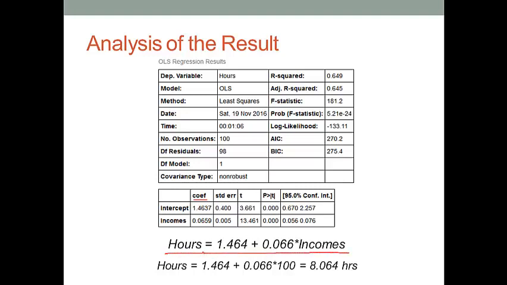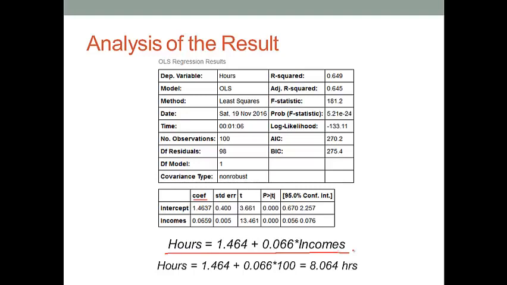Hours equals 1.464 plus 0.066 times incomes factors. How can we use this equation? After we build this equation, we can understand the relationship, how the incomes factor influences the hours factor.